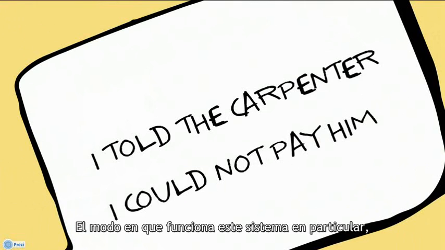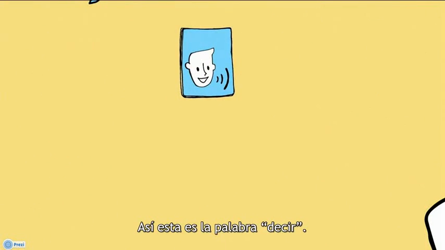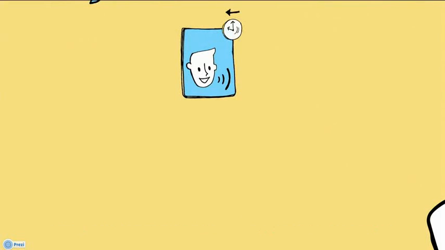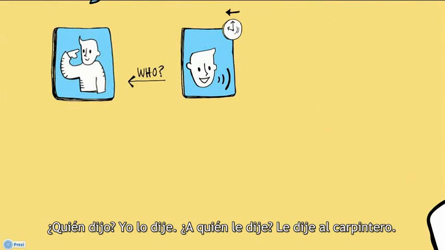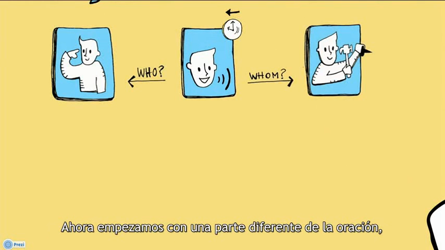The way that this particular system works, you can start with any part of this sentence. I'm going to start with the word tell. So this is the word tell. Now, this happened in the past, so I'm going to make that told. Now, what I'm going to do is I'm going to ask questions. So who told? I told. And told whom? I told the carpenter.